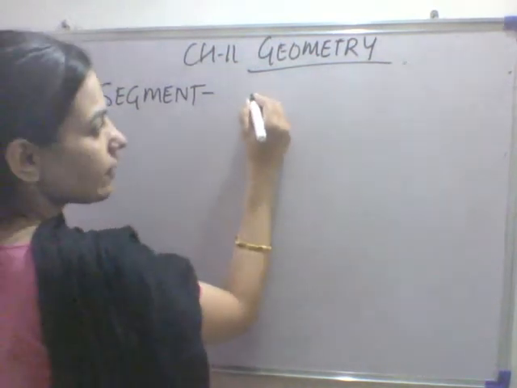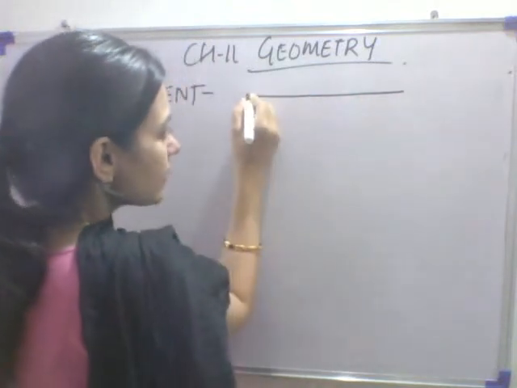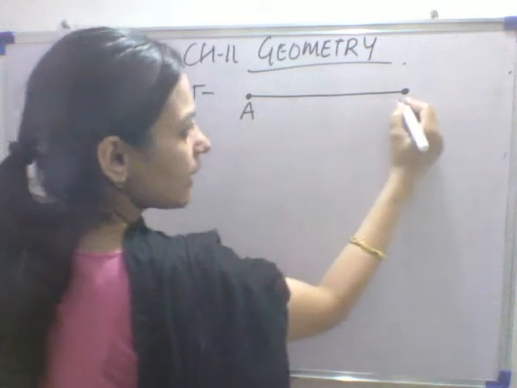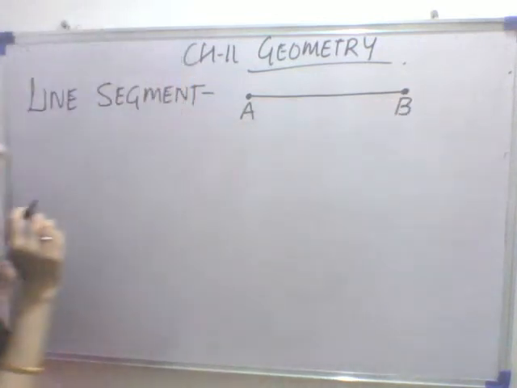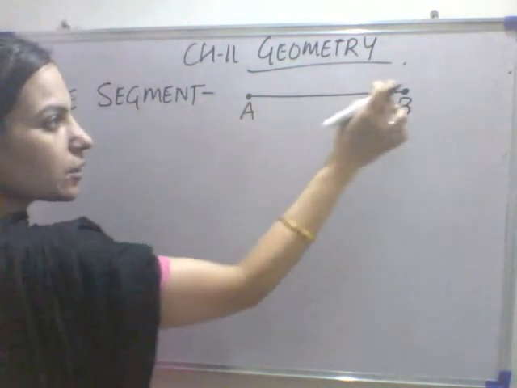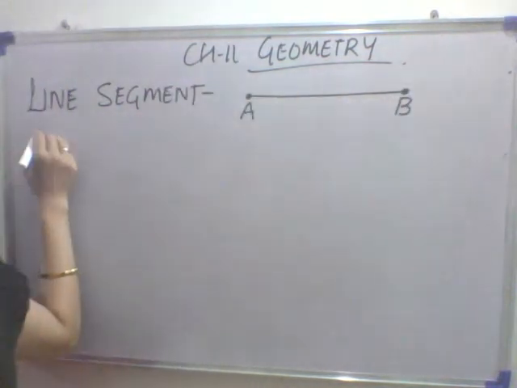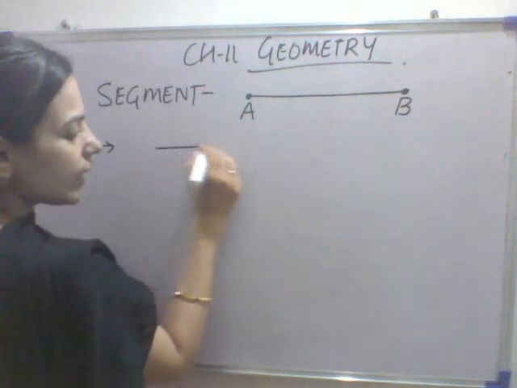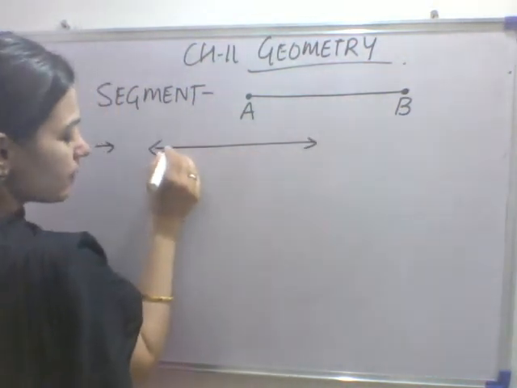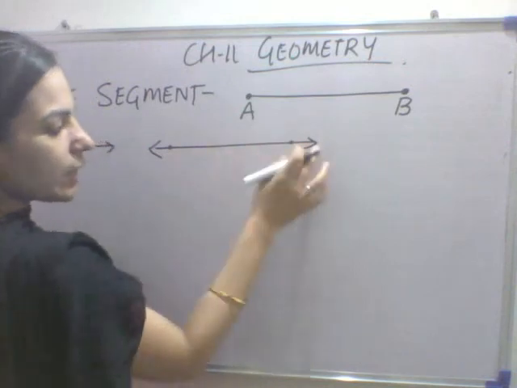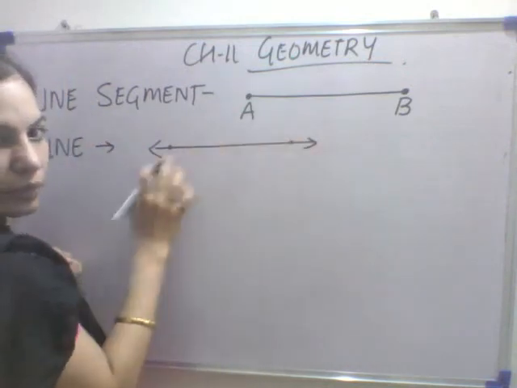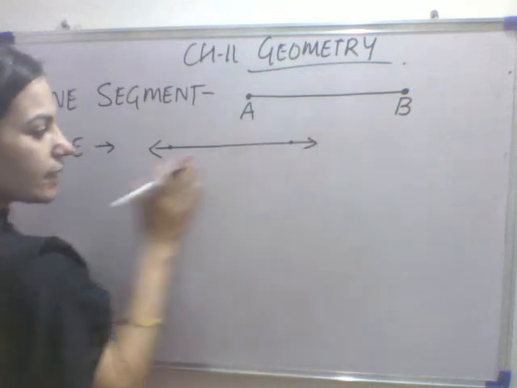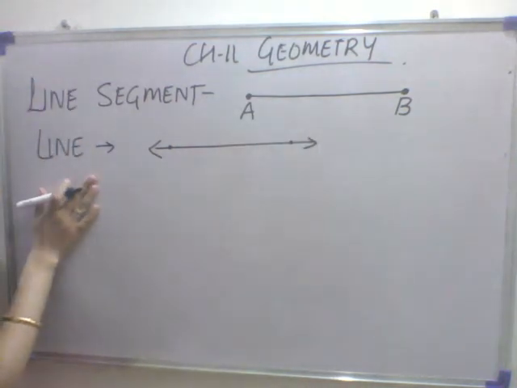Line segment, it is having 2 end points. Suppose this is the line segment. These are the 2 end points. First is A, another is B. So this is the line segment. The next is line. What is the line? How do we draw the line? Like this. The line does not have an end point. I have drawn the arrow at both the sides. What does it mean? That this side it is endless and this side it is also extending endlessly.